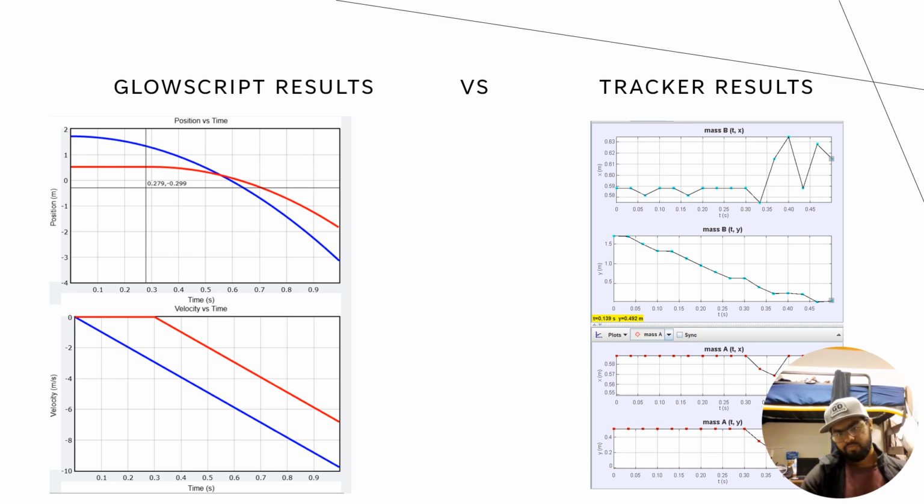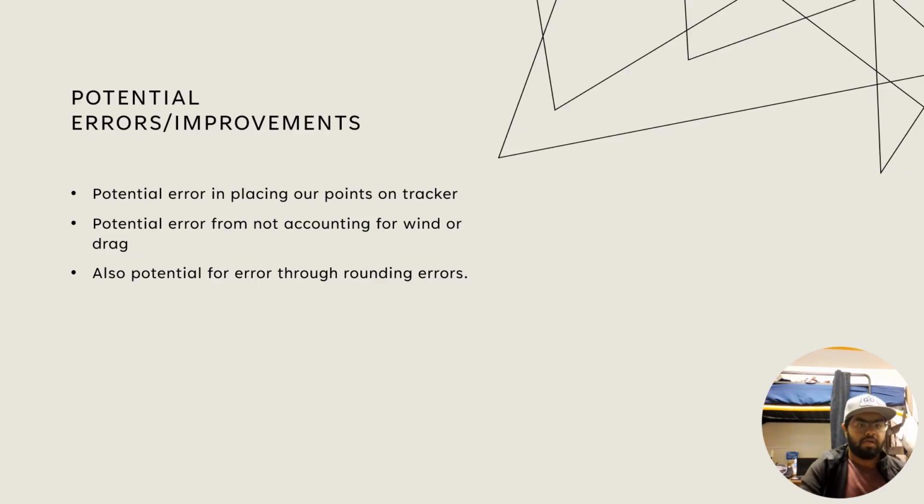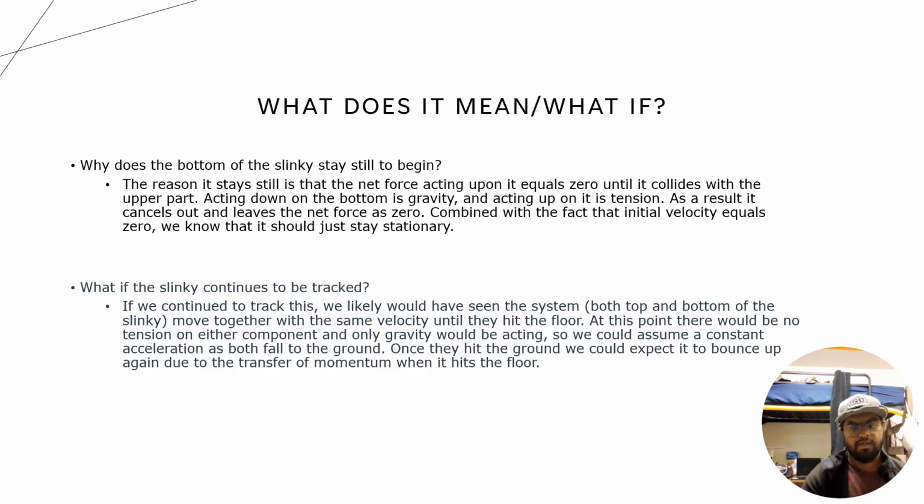And then potential errors and improvements. There were potential errors in placing our points on Tracker, potential error from not accounting for wind or drag, and then potential error from rounding errors, just doing the math.